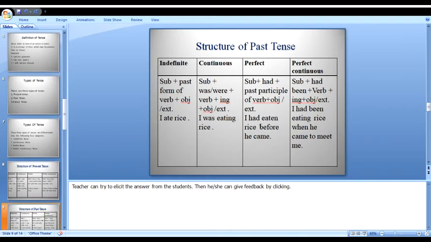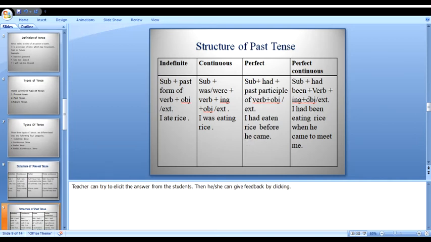There are two actions. The first one is I had eaten rice. You have to write the past perfect form for the first action, and for the latter action you have to use the past indefinite form. Look, I had eaten rice. Here, this part of the sentence follows the rules of past perfect tense, and he came is in the form of past indefinite tense.